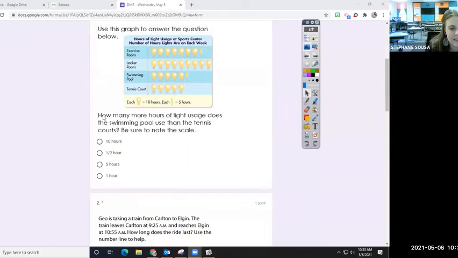All right, let's take a look at DMR. Tomorrow's your quiz. Use this graph to answer the question below. How many more hours of light usage does the swimming pool use than the tennis courts?